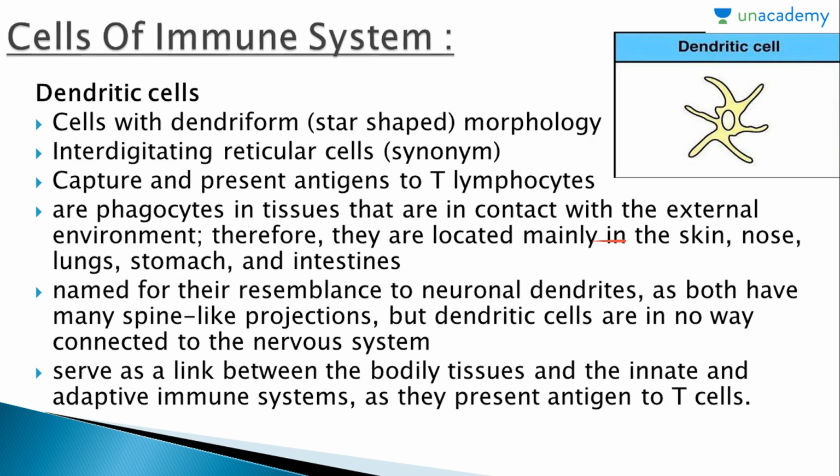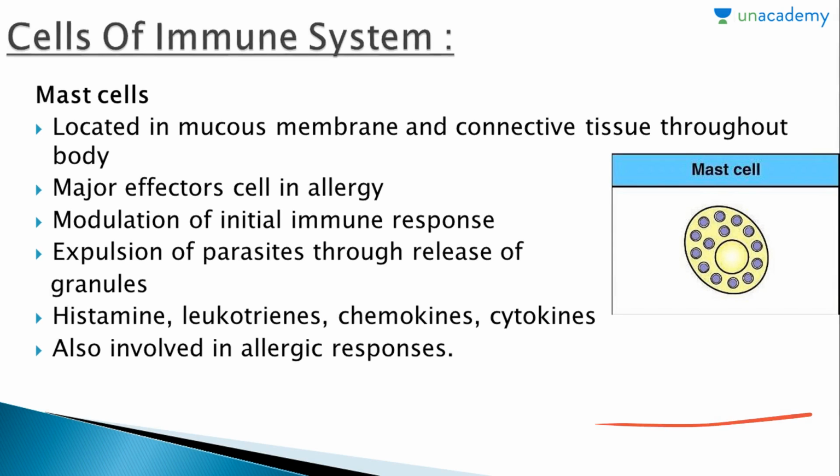Now they are named for their resemblance to the neuronal dendrites, as both have many spine-like projections, but dendritic cells are in no way connected to the nervous system. Okay, they just look alike. Now they serve as the link between bodily tissues and the innate and adaptive immune system, as they present antigen to the T cells.